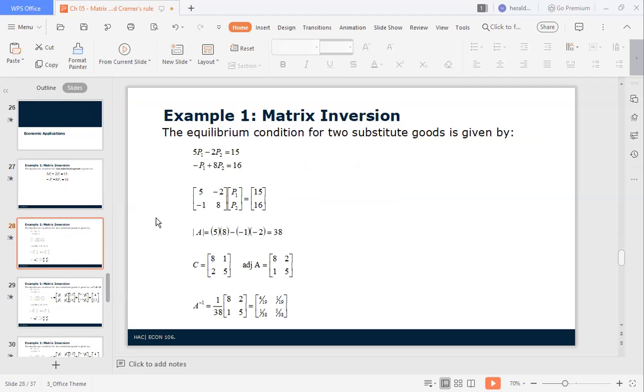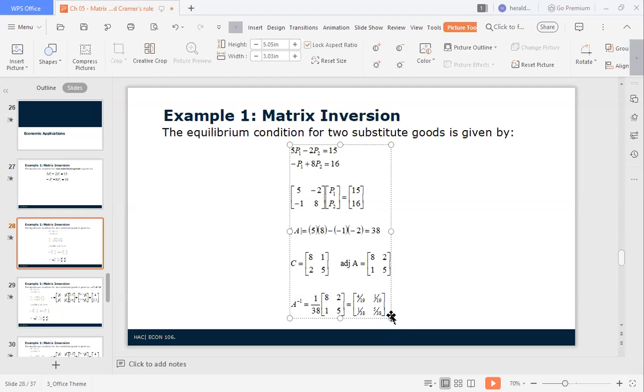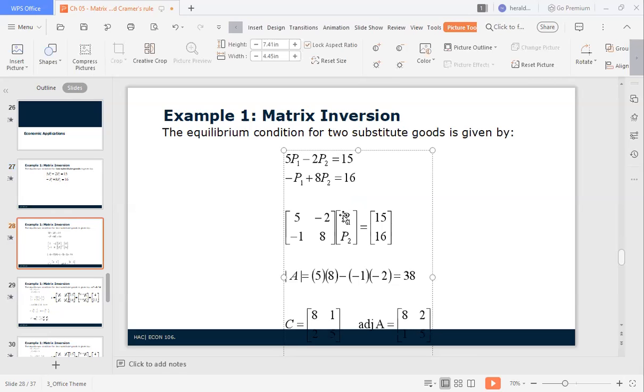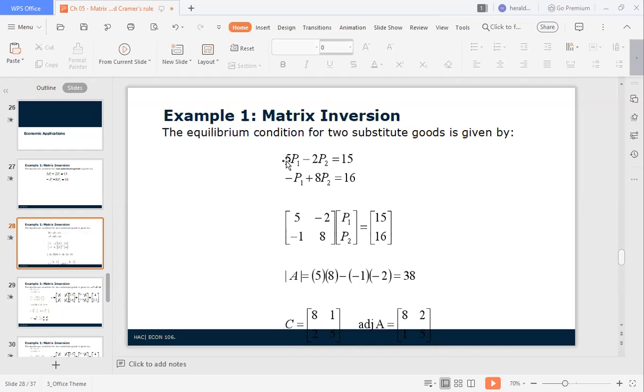Okay. Now, let me put this one on the side. The first thing to do is, again, transform it into matrix form, that is EF equal to D. So we need to write a matrix of coefficients, a matrix of variables, and also the constant matrix. So that's 5, -2, -1, and 8. We also have what we are solving for, the equilibrium price for both goods. And we also have a column vector of constants, something that we do not solve. Okay, so that's 15 and 16.